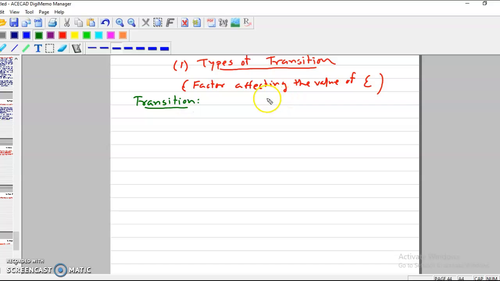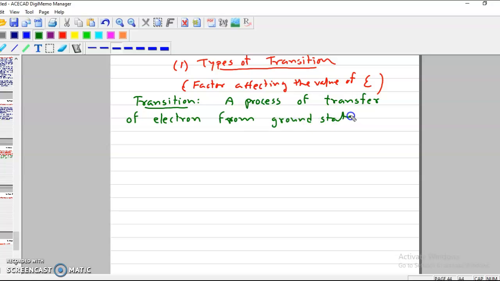So this is kind of reminding you a process of transfer of electron from ground state to excited state is known as electronic transition.